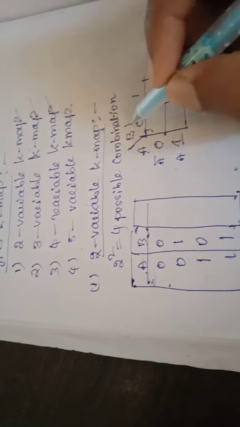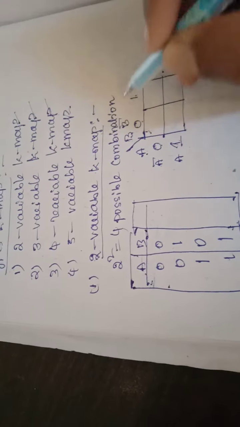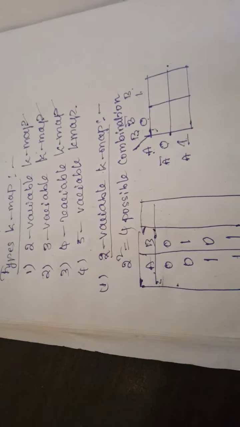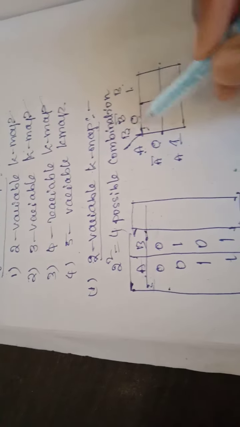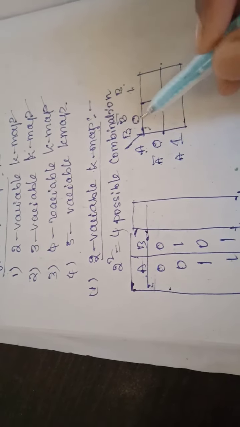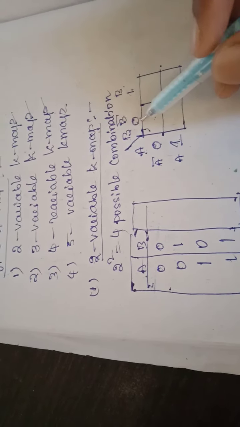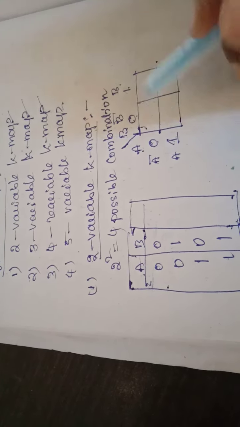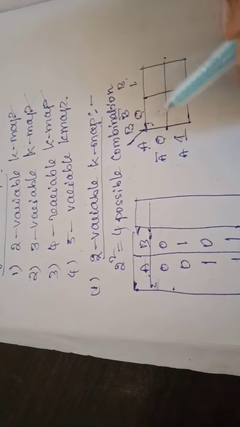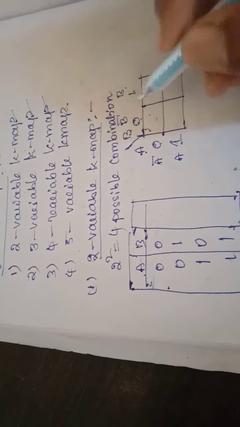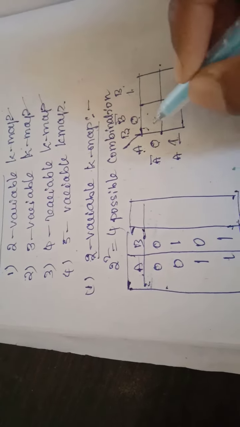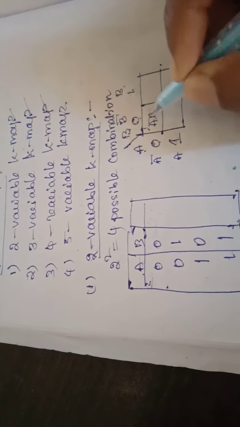Now see next, min term. Min term is nothing but each individual term in the SSOP is called a min term. What about the max term? Each individual term in SPOS is called a max term.